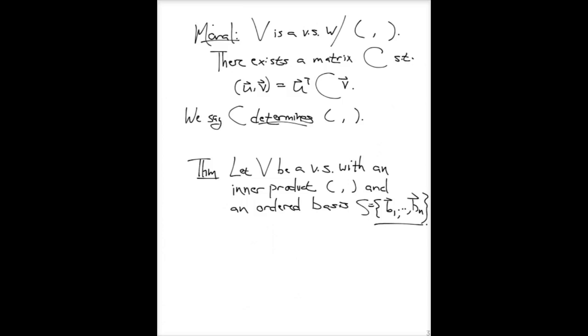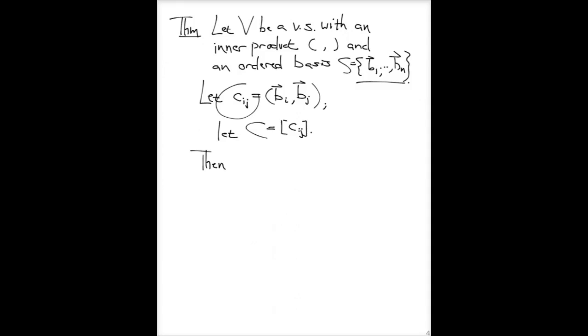We'll take inner products of all pairs of basis vectors. We will denote by C sub ij the inner product of the ith basis vector with the jth basis vector. And of course, since we're taking all possible inner products, this will give us n times n, or n squared scalars C sub ij. And then we'll use these n squared scalars to build a matrix. Here's our matrix C, which we built. Then two things are true of C.